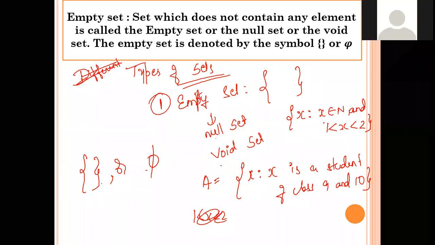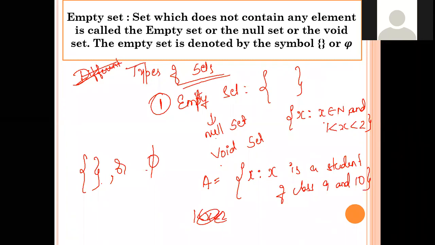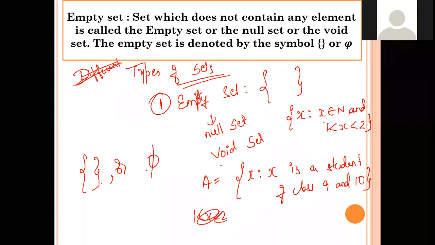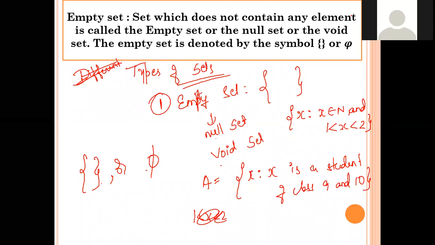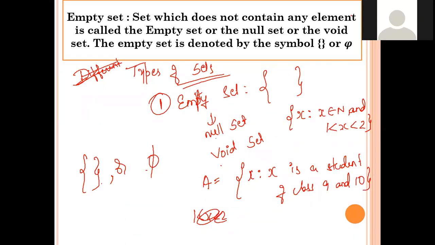One more example which Santolin gave was even prime numbers other than 2. How many prime numbers are even? The only even prime number is 2. So except 2, can you find any other prime number which is even? No, right? So that is also an example for an empty set, null set or void set.